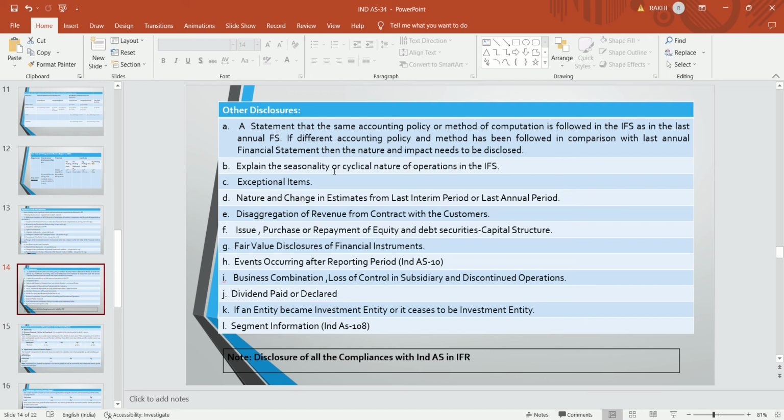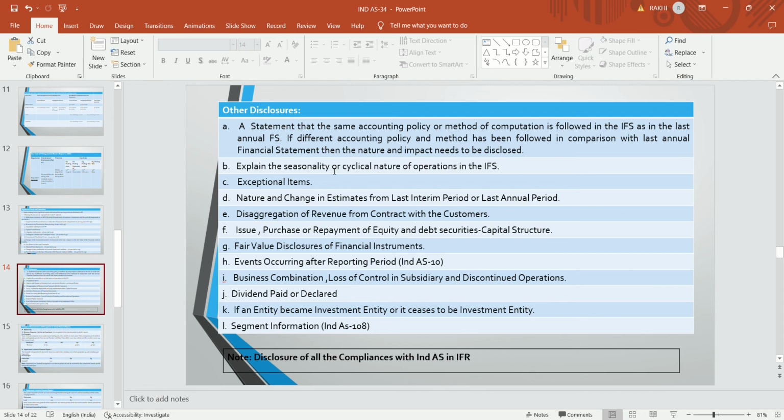Then they are also required to explain the seasonality or cyclic nature of operations. If there is any seasonal or cyclic nature of operation, like 3 months operation or 6 months operation, then they are required to disclose it in the financials. There are some operations which are more than a year. Seasonal operations like mango seasons are of 3 months or 4 months period.